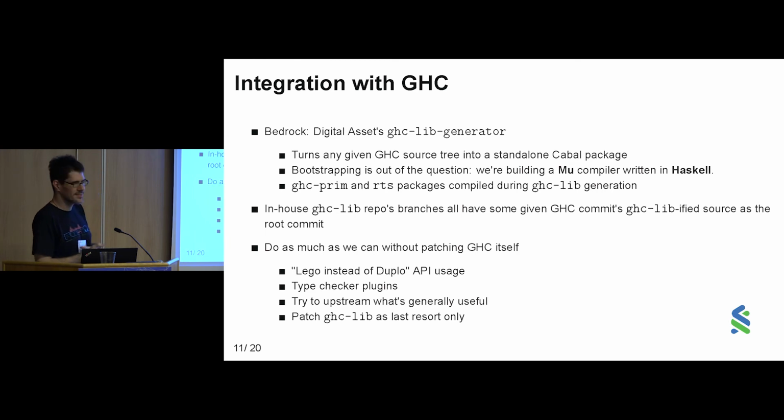we use ghc-lib-gen, which if you don't know it, is worth looking at. It's not really a library. It's a package that Digital Asset developed, which basically takes a GHC source tree and converts it into a standalone Cabal package. And the reason this is important for us is because we are writing a Mu compiler in Haskell. We're not writing a Mu compiler in Mu or a Haskell compiler in Haskell.